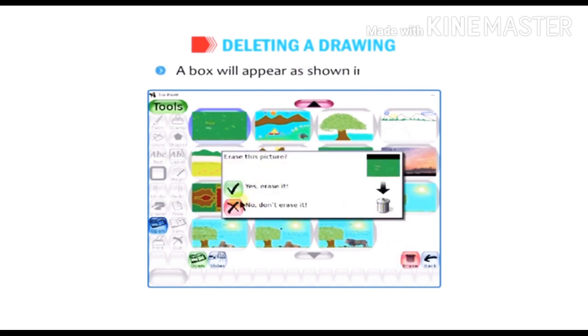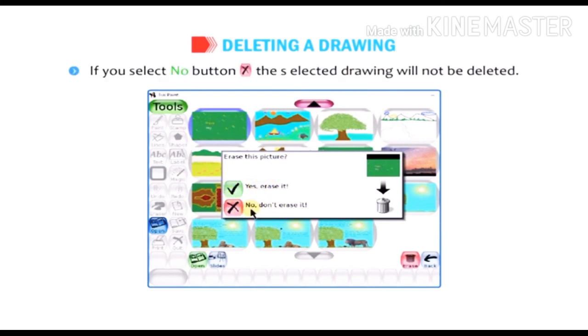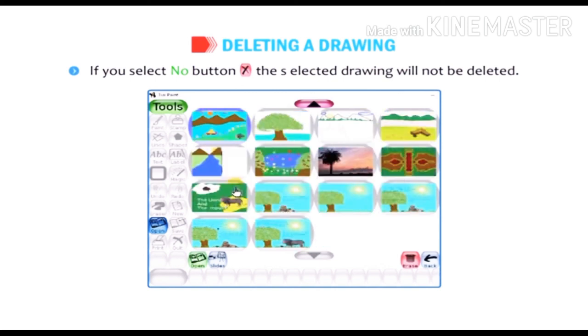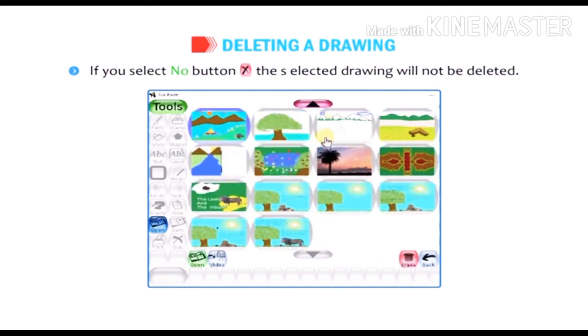A box will appear as shown in the figure. Select Yes to delete the drawing. The selected drawing will be erased from Tux Paint. If you select the No button, the selected drawing will not be deleted.